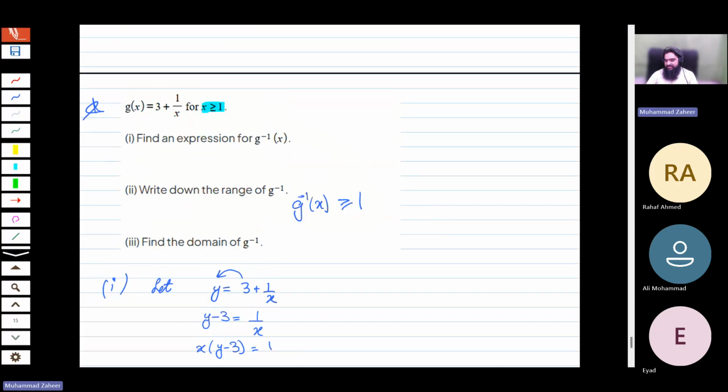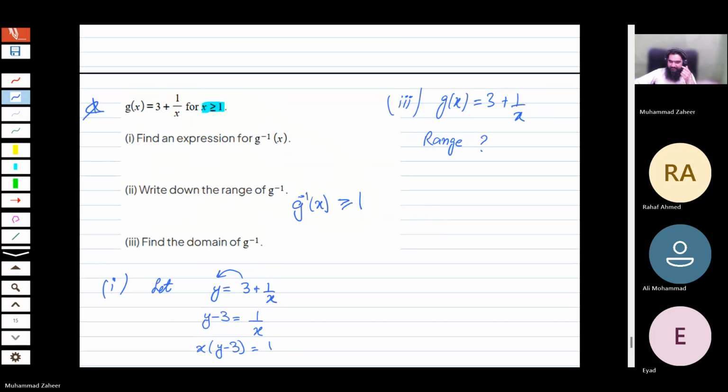In the next part, he says that you have to find the domain of g inverse. If you want to find the domain of g inverse, we need to find the range of this function, 3 plus 1 over x. Yes, can anyone tell me what would be the range of this function? Greater than or equal to 4. Greater than and equal to 4.